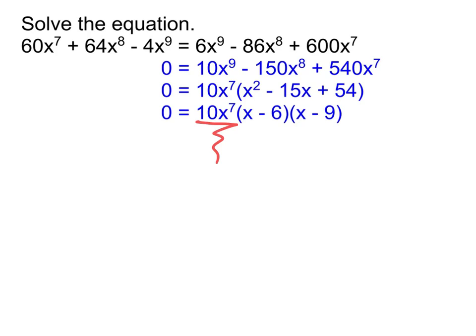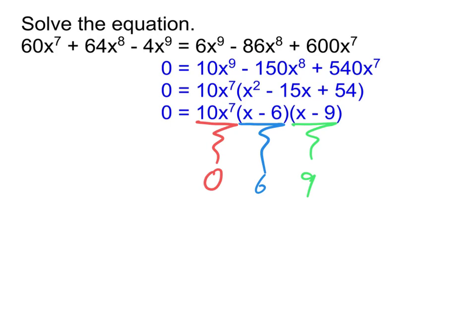Yeah, 0. Because 0 to the 7th is 0, and then 10 times 0, of course, is 0. So yes, 0 would be there because there's nothing added or subtracted. And then we head over to the other parentheses. So the x minus 6 will give us 6. And then the x minus 9, that will give us 9 as a possible solution.